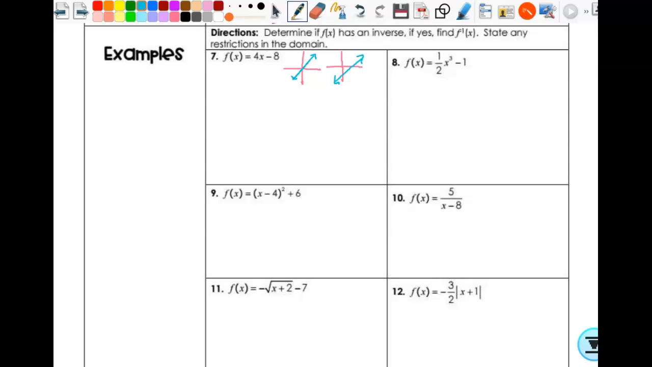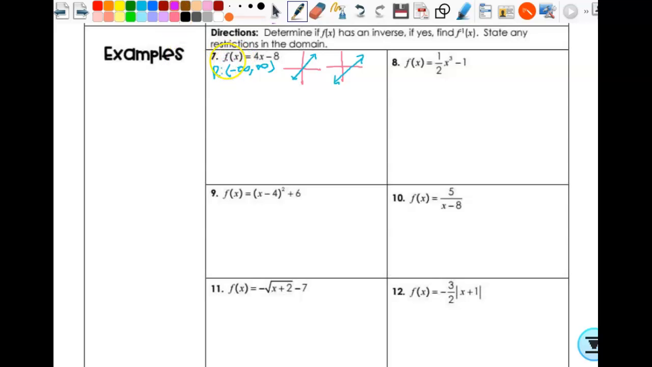So since the range here is negative infinity to infinity, there's no restrictions on my new domain, so I don't have to state it, because it doesn't say I have to state the domain, it says state any restrictions. So if there's not any restrictions, we don't have to state anything. Okay? We'll look at somewhere we do have restrictions. All right, so let's see.